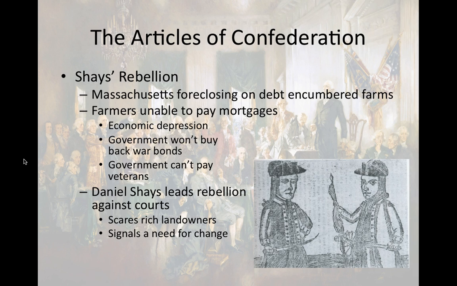Now, Daniel Shays is going to get mad at the fact that the courts are foreclosing on these farms, so he's going to lead a rebellion against the courts. He's going to march to the courts with other farmers who are angry. They have their pitchforks and they have their swords. And they close down the court, they shut the doors, and they say, stop foreclosing on our farms.